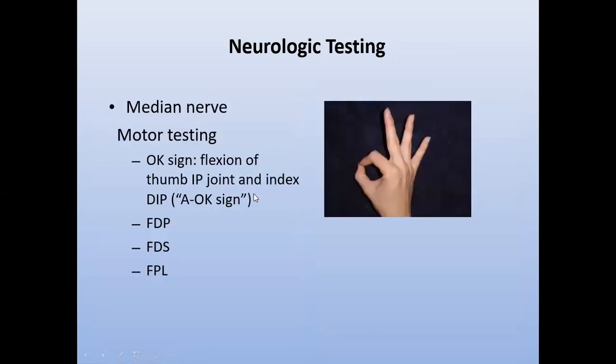Right. So suppose you want to check the median nerve. This OK sign is very important. In this OK sign, you can actually check all the 3 nerves, as in the median nerve causes the flexor pollicis longus action, the ulnar nerve causes the adduction, and the radial nerve causes the wrist extension. So in this one action, you can check whether all the 3 nerves are working or not.